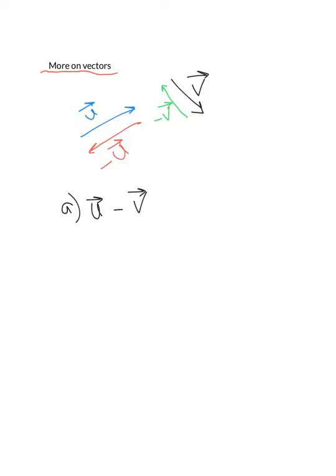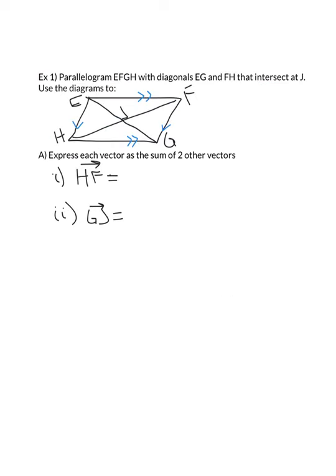So I'm going to have vector u plus vector negative v, which is the green one that I have here. So I'm going to go tip to tail and I'm going to add that in here. And then I know that my resultant is going to be from the tail to the tip, u subtract v.